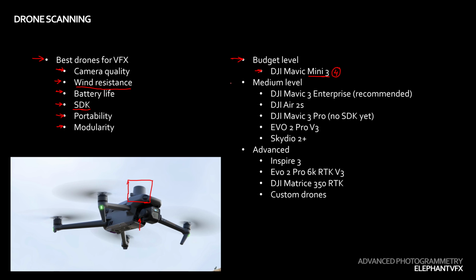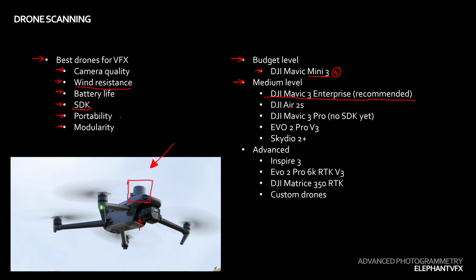When it comes to medium level, there are a bunch of them. The one that I would recommend to you 100%, even above the advanced drones, is the DJI Mavic 3 Enterprise, which is the one you can see in this image. This is, in my opinion, the best consumer drone. It has a great camera, really good wind resistance, and great battery life, about 40 to 45 minutes. It has an SDK, which is extremely important because then you can use third-party apps to program your flights.